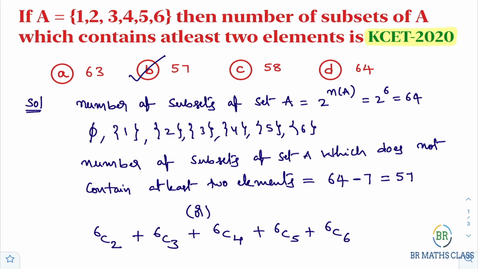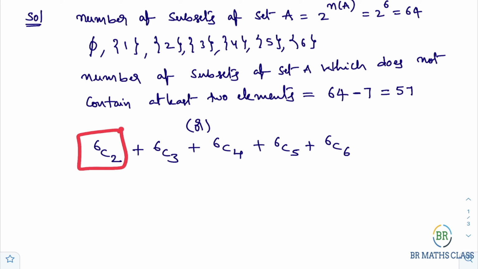I'll simplify these. See here, 6C2 we need to calculate. We have a shortcut to calculate 6C2. You write like this, 6 by 2, and you write decreasing numbers. After 6, the decreasing number is 5. After 2, the decreasing number is 1. Once you get 1 in the denominator, you need to stop. 2 in the 6, 3 times. 5 3s are 15. So 6C2 is 15, plus 6C3.